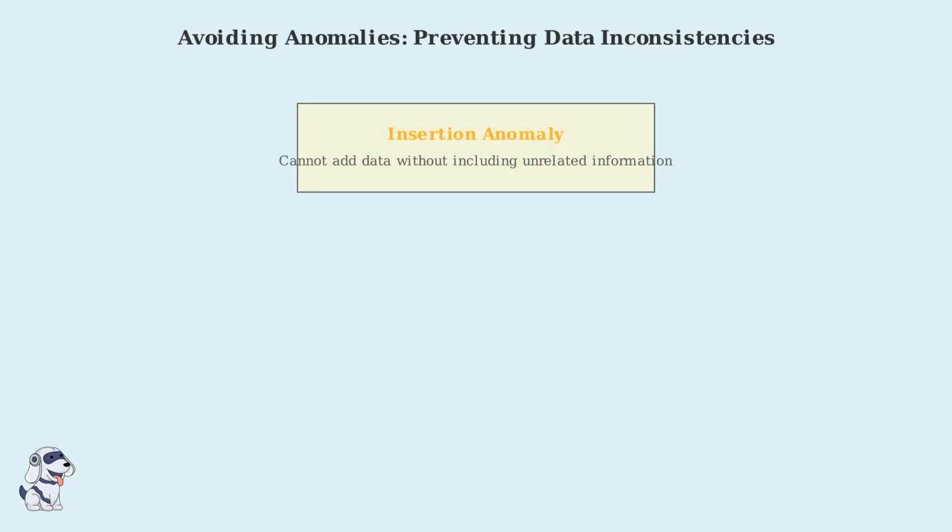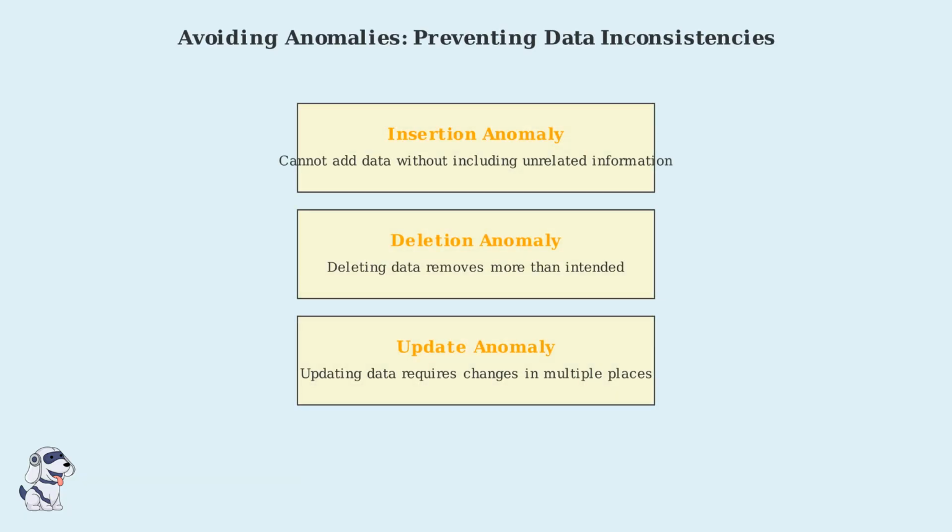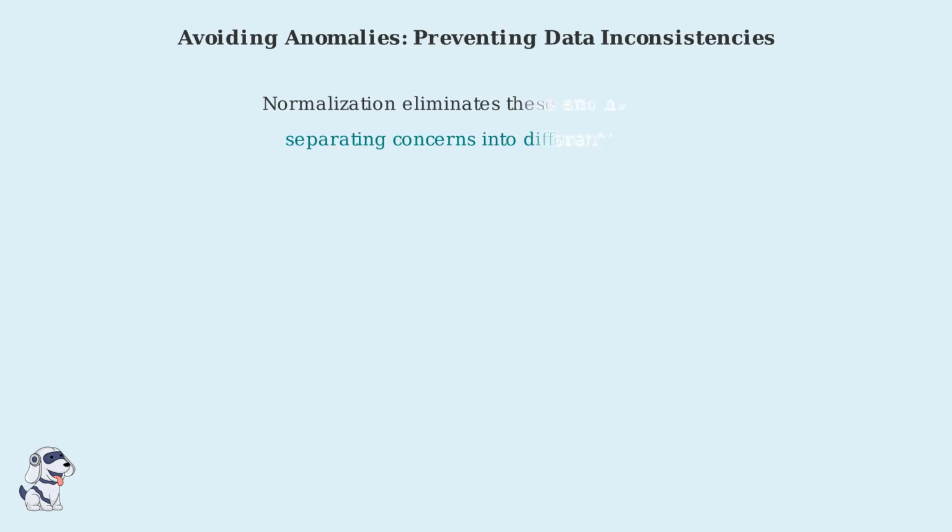Anomalies are unwanted side effects that occur in poorly designed databases. There are three main types: insertion, deletion, and update anomalies. These anomalies are eliminated through normalization, which separates concerns into different tables. This prevents data loss or inconsistencies by organizing information logically.